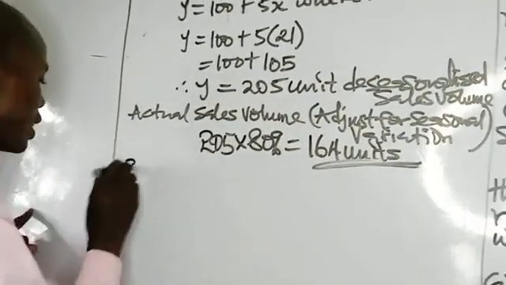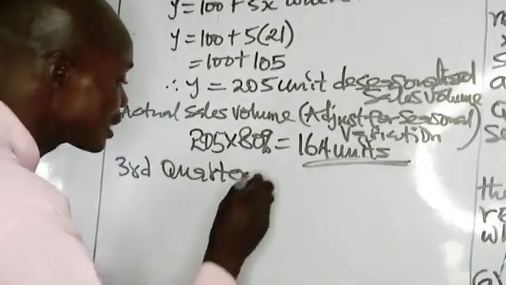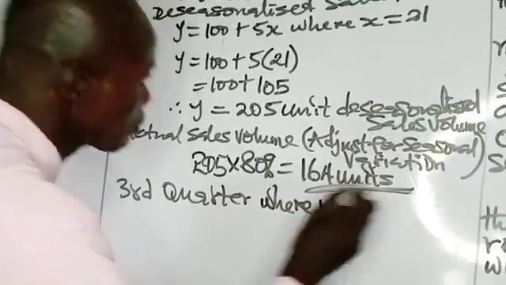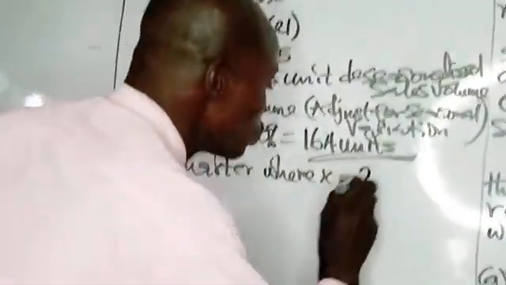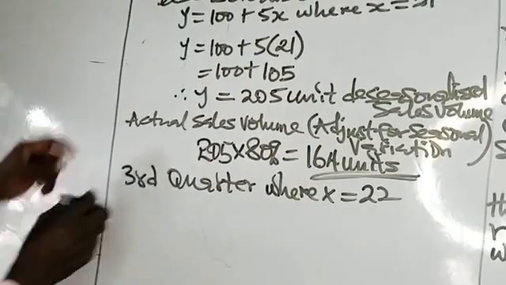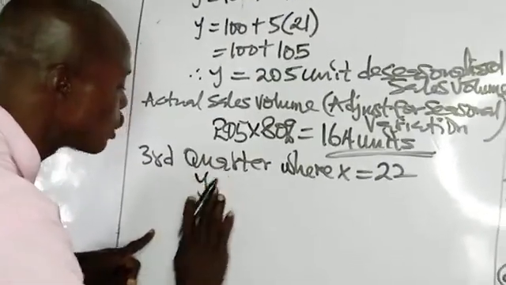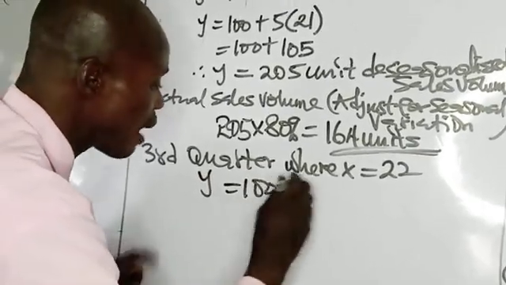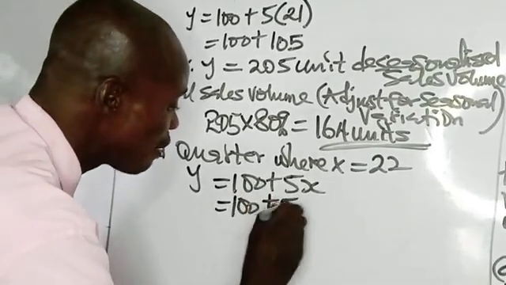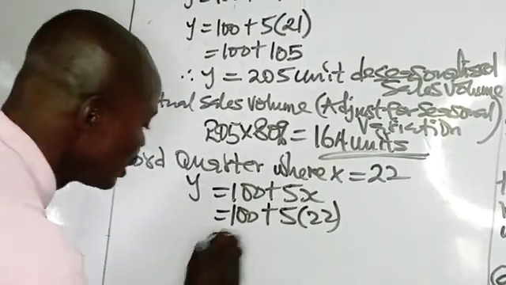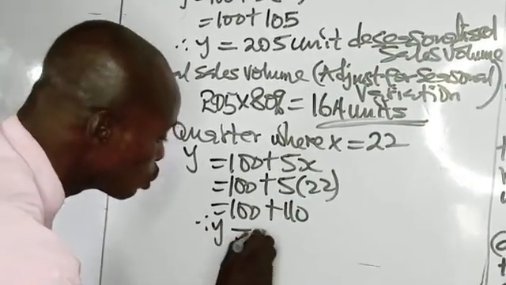Then third quarter, the value of x: if second quarter is 21, the third quarter will be 22. So substitute 22 for x in the same formula. Y equals 100 plus 5x, where x is 22. We have 100 plus 5 times 22, which is 100 plus 110. Therefore, y equals 210.